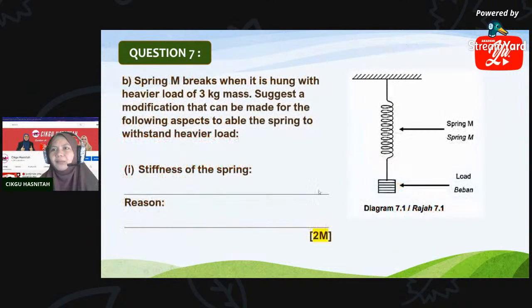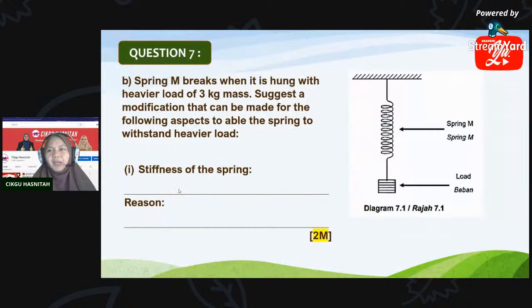Alright. Then B. Spring M breaks when it is hung with a heavier load of 3 kilogram mass. Suggest a modification that can be made for the following aspects to be able to withstand a heavier load. So in your answer, you don't write 'to withstand heavier load' as the reason. Don't use the same phrase. Change it with another word which brings the same meaning.